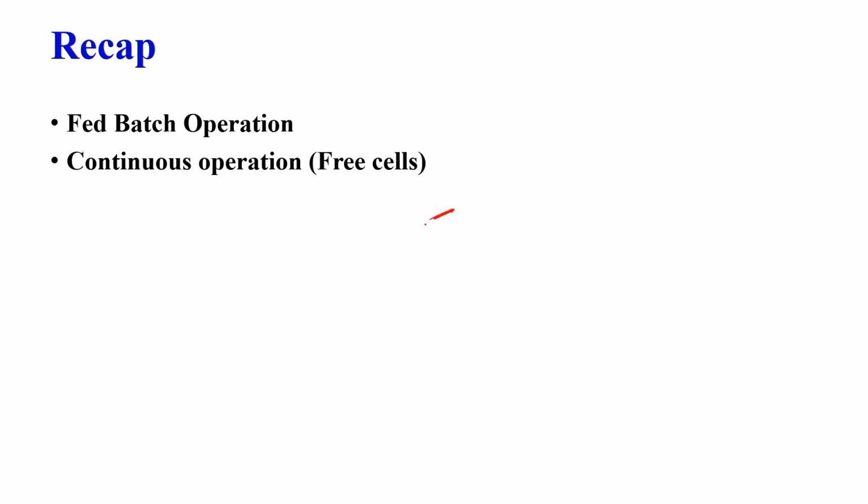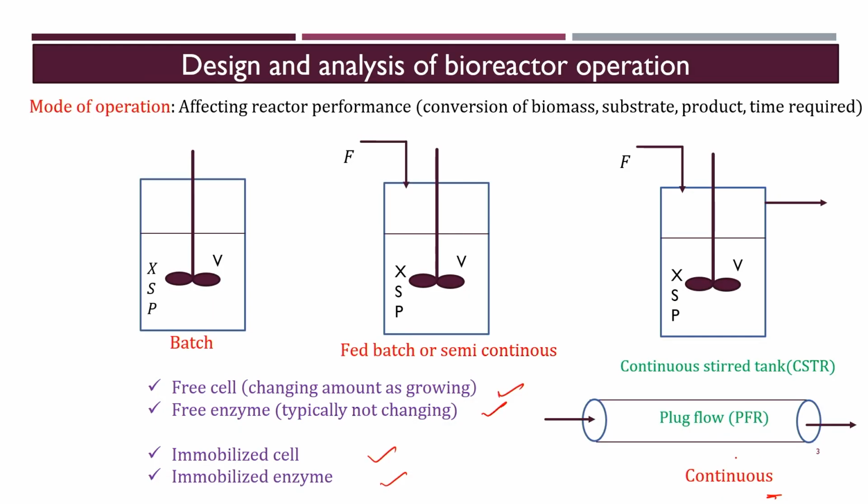Quickly, if you remember, in the last lecture we discussed batch operation, fed batch operation and continuous operation with the free cells, free enzyme, immobilized cells and immobilized enzyme. In addition, we also discussed another continuous mode of operation, that is a plug flow bioreactor with all 4 variations.